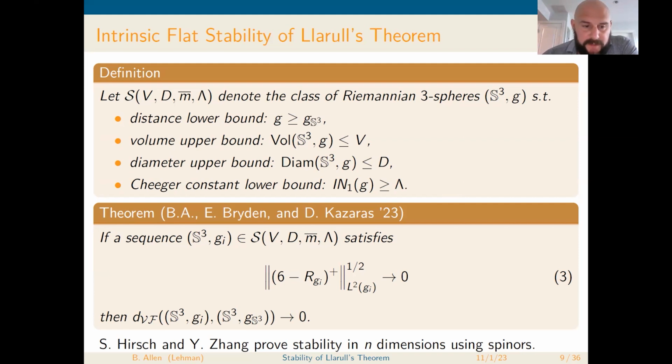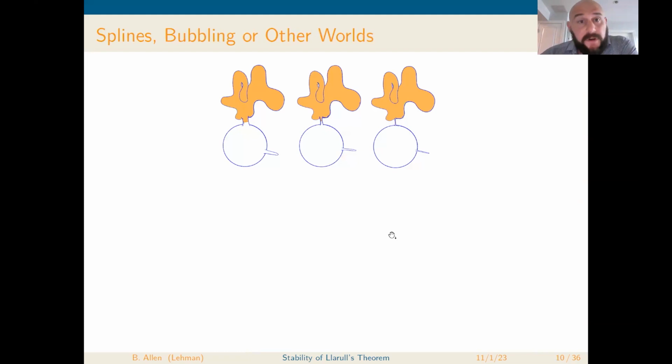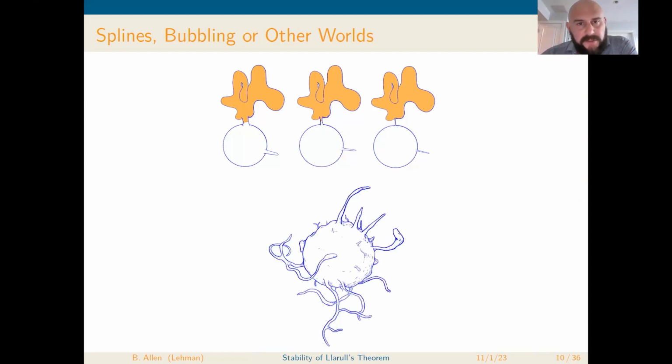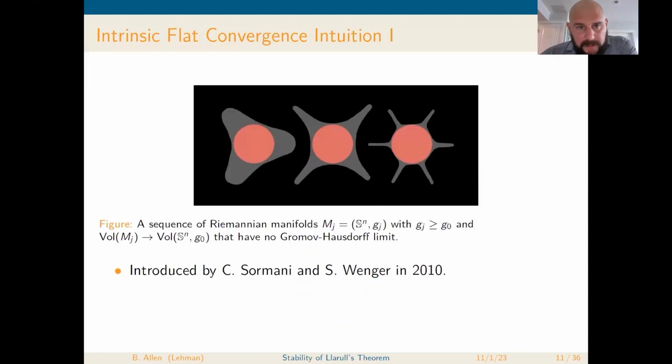Okay, so this is the theorem that we have, and again there's this issue of worrying about the bubbling and the splines that I showed you earlier. We get rid of the bubbling via the Cheeger constant, and the splines are taken care of by intrinsic flat convergence. I won't define intrinsic flat convergence carefully, but I want to talk about the intuition, and then show you an important tool by myself, Christina Sormani and Raquel Perales that allows us to estimate intrinsic flat convergence.